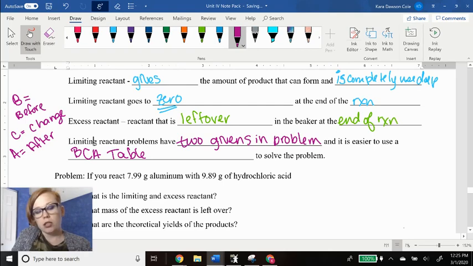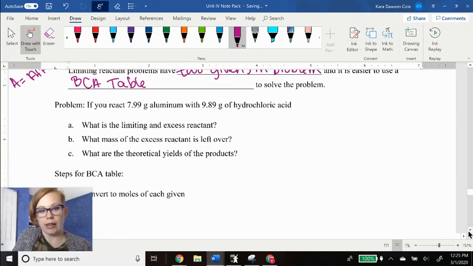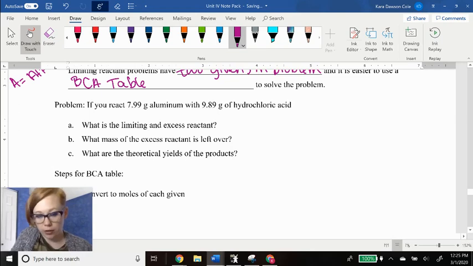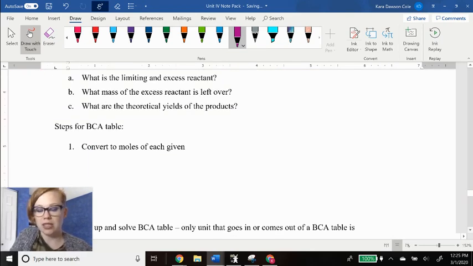Okay, so problem. If you react 7.99 grams of aluminum with 9.89 grams of hydrochloric acid: A, what is the limiting and excess reactant? B, what is the mass of the excess reactant that is left over? And C, what are the theoretical yields of the products? So, steps for BCA tables. Number one, you have to convert to moles of each substance that's given.